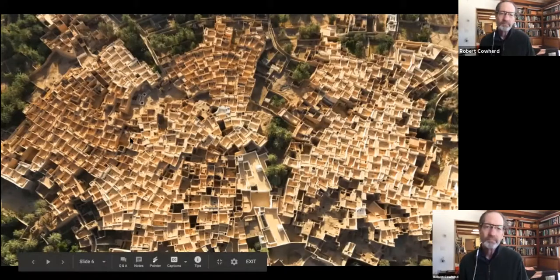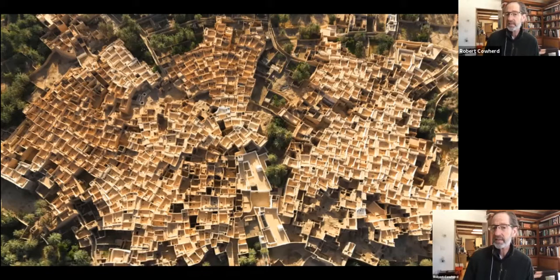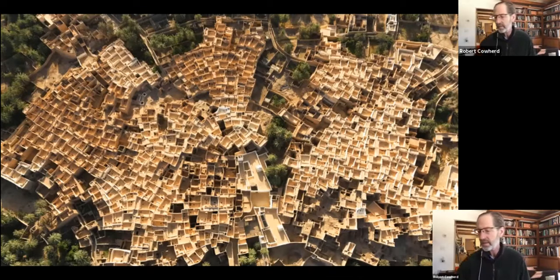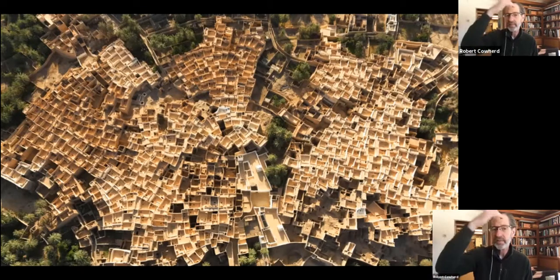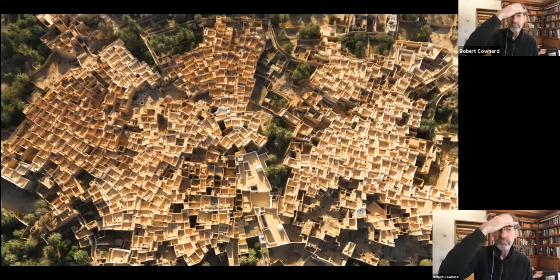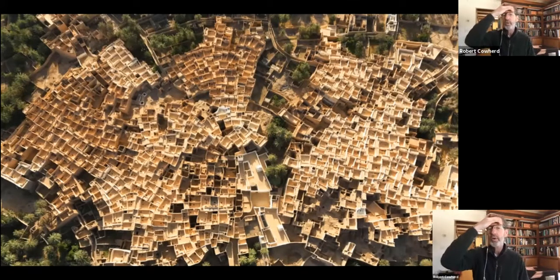And so this is not an informal settlement. This is a historic Medina. This is an Islamic city. This is an old Islamic settlement at the center of some city somewhere. I'm going to say in Africa or in the Middle East.